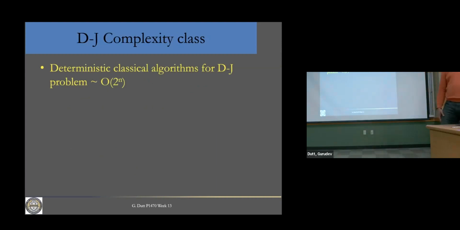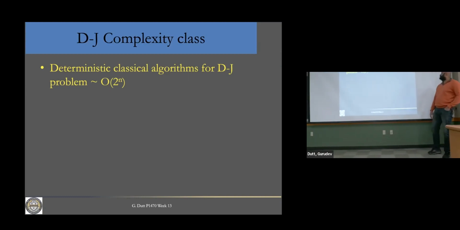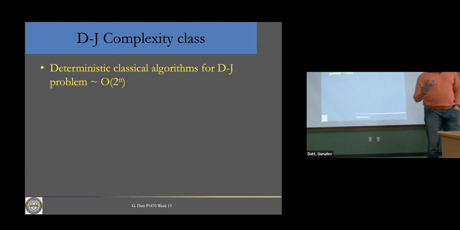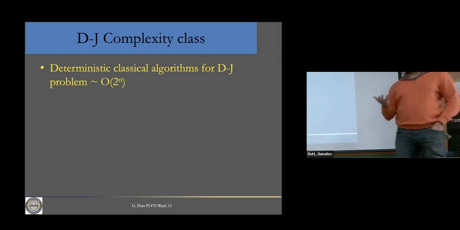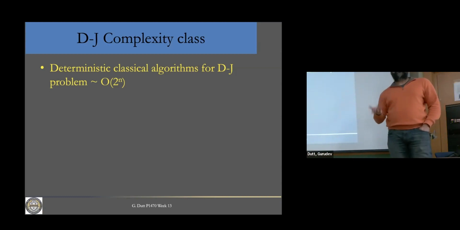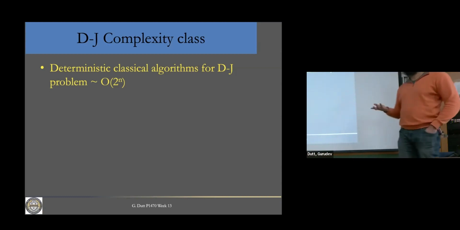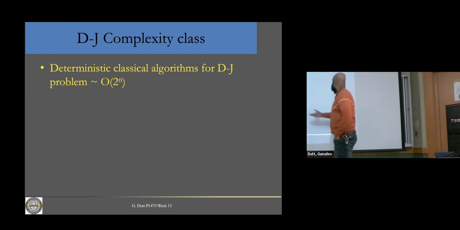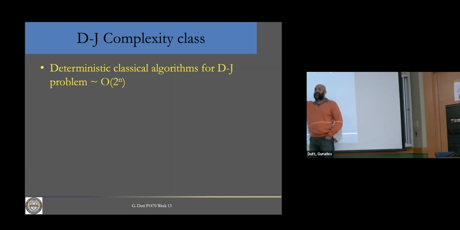So one other question we should answer is, what is the complexity class for the Deutsch-Jozsa algorithm? For a deterministic classical algorithm, as we've already discussed in class, your best approach is simply to query the oracle each time. If you're lucky, you may get the answer early, but in the worst case you have to query at least half of the inputs, which is 2 to the power n minus 1.